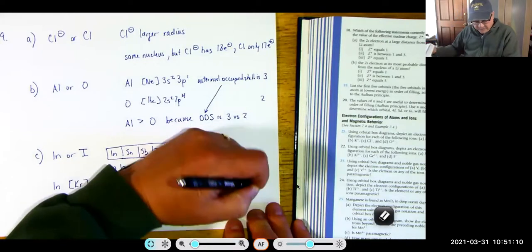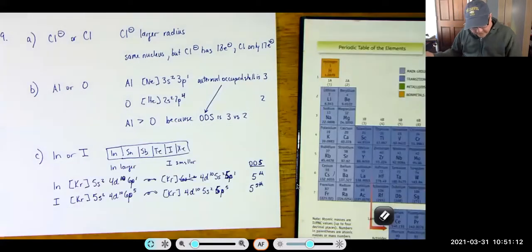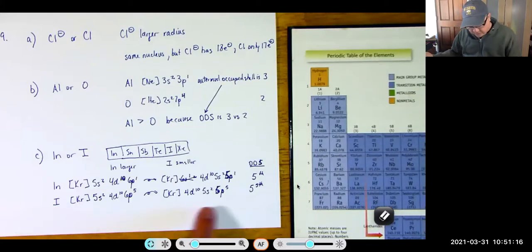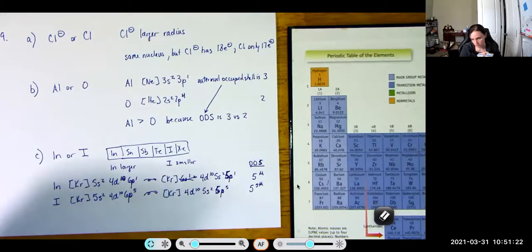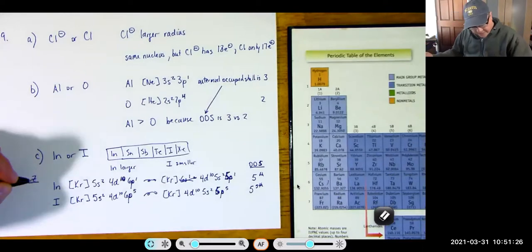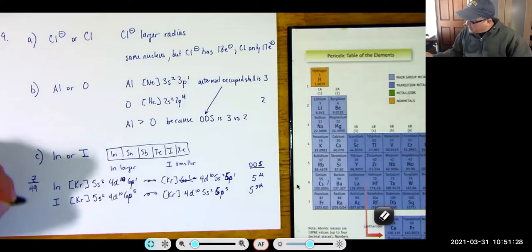Now, why would iodine be smaller than indium when it has more electrons? Well, here we have to look at the atomic number. The atomic number of indium is 49. And for iodine, it's 53.